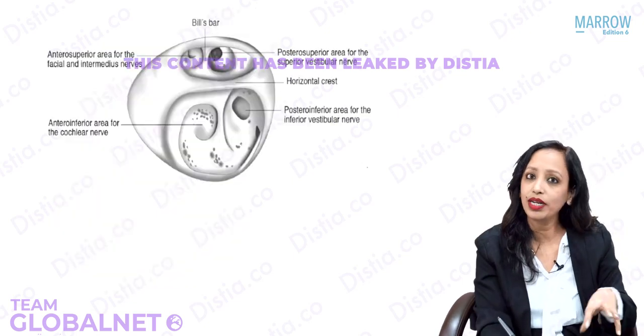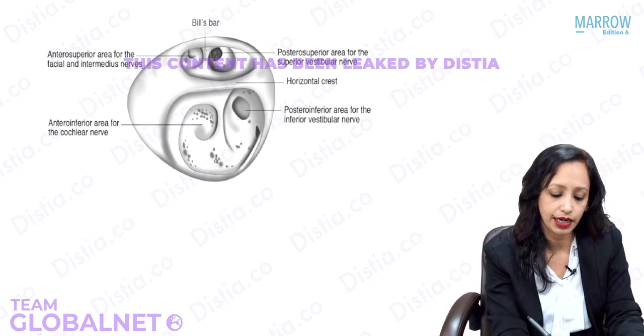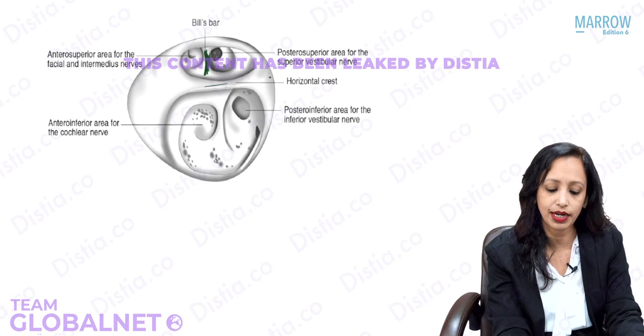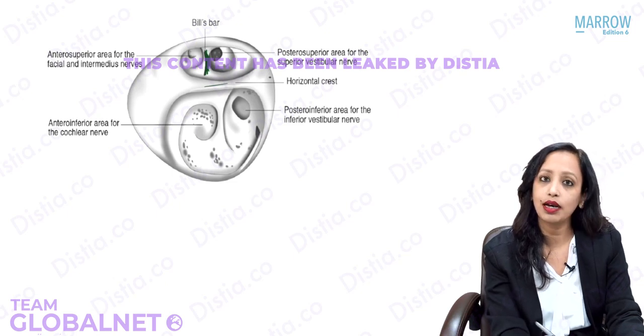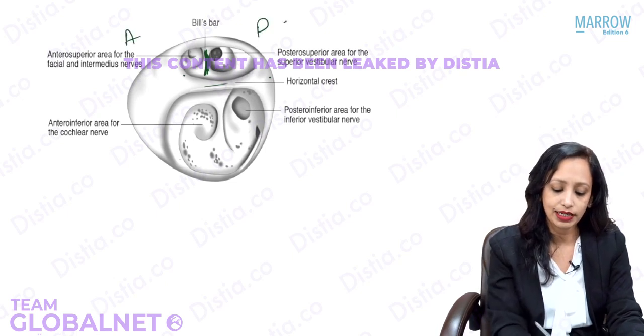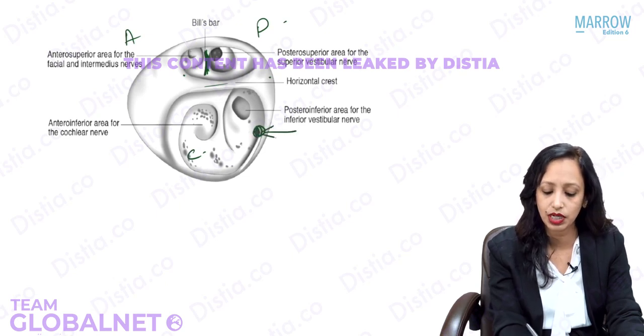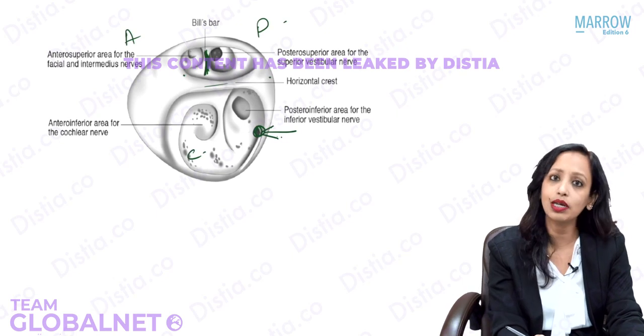So this is how the internal acoustic meatus actually looks. Yes, so we have here in the center the Bill's bar. This is the transverse crest. This is the anterior part, that is the facial nerve. In the posterior part, we have the superior vestibular nerve. And yes, this is the cochlear nerve. This is the inferior vestibular nerve. Along with the small foramen here, this is the singular foramen. For which nerve? Singular nerve.